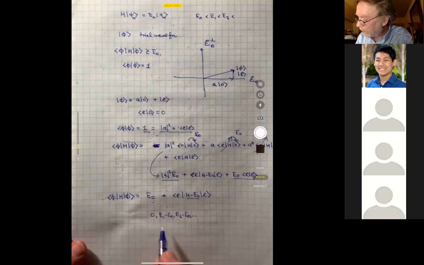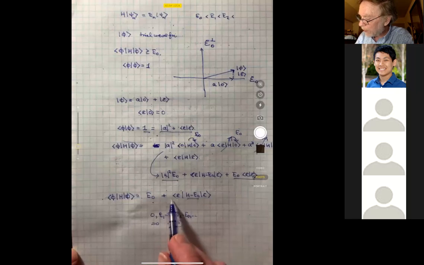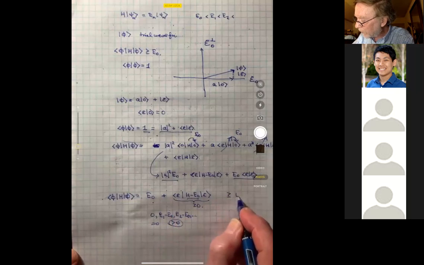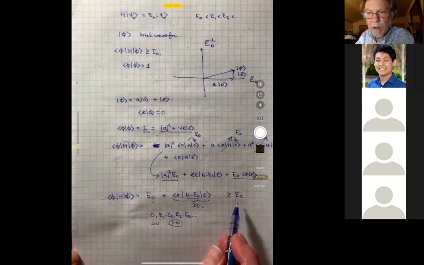And you can see that all of these are either positive or else they're equal to 0, one or the other. So that proves, as I said, that h minus E0 is a non-negative definite operator. And that means that this correction term, therefore, is greater than or equal to 0. And that proves the theorem that the overall result, this expectation value, is greater than or equal to the ground state energy E0.